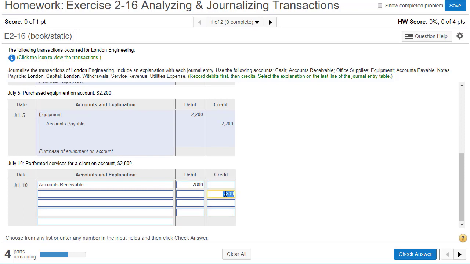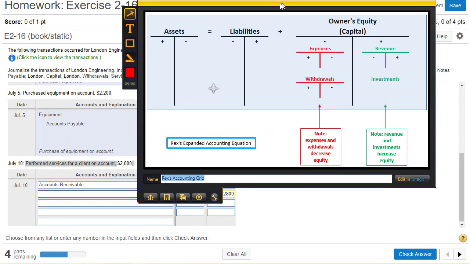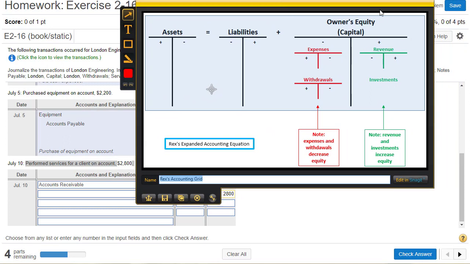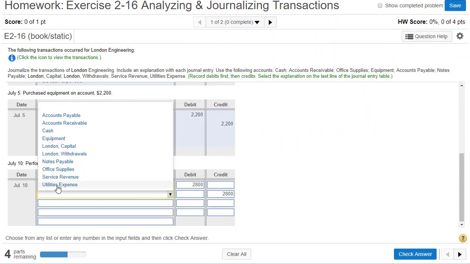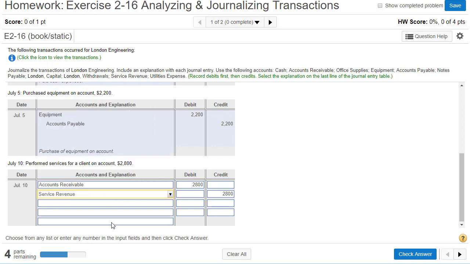credits? Well, why does this client owe us money? Well, we performed a service. So in other words, we sold something. So which one of these accounts is used to keep track of when we sell something? Well, that's a revenue. Next, we need to figure out, do we have more revenue or less revenue? We have more revenue. We made a sale. So that's why we are crediting revenue. And it's probably going to be called service revenue. There you go, service revenue.